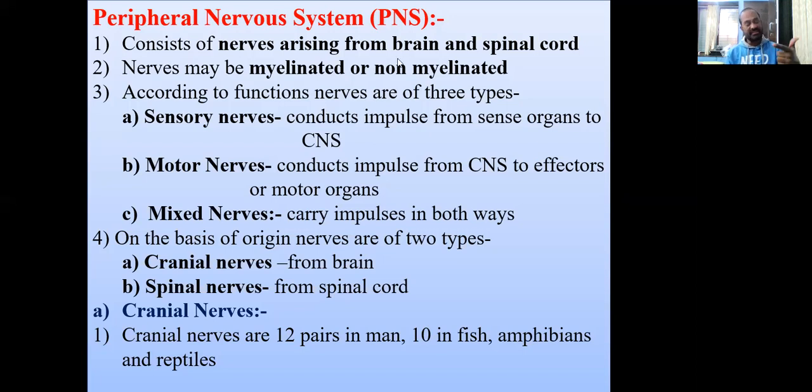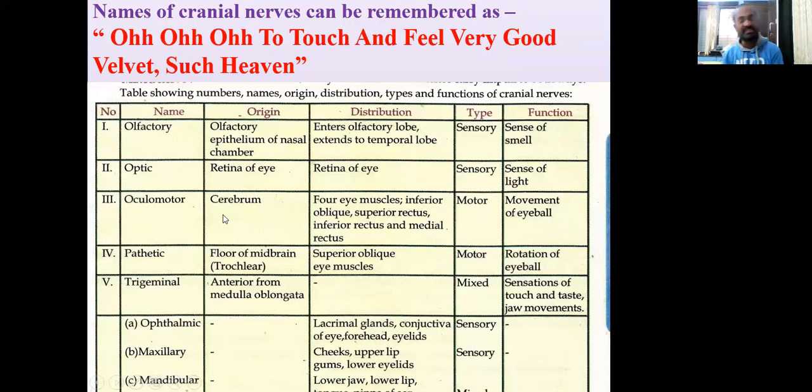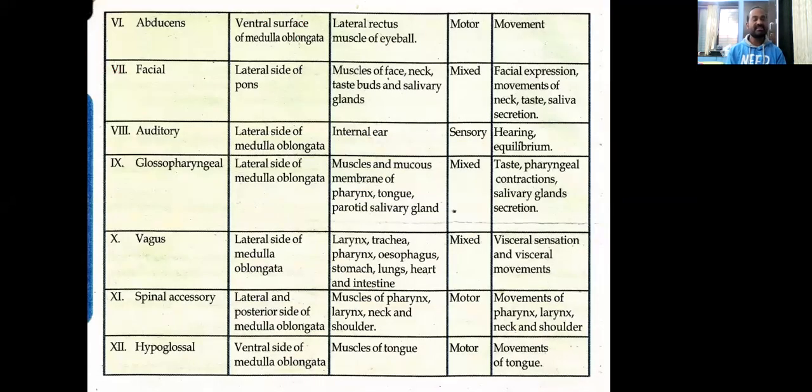What will you remember? Fish, amphibian, reptile. We are talking about chordates only. But in chordates, fish, amphibian, reptile will have 10 pairs. And as far as human beings, mammals are concerned, they will be 12 pairs, right? So let's go on to those 12 pairs, where here you can see these are the 12 pairs totally.